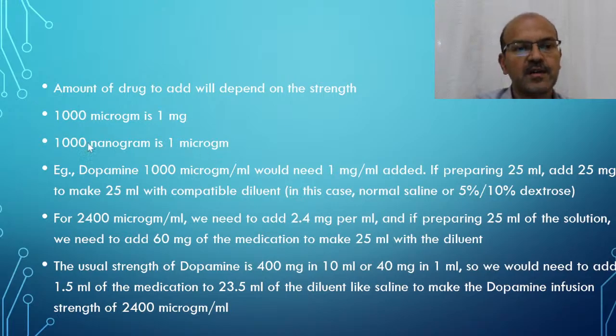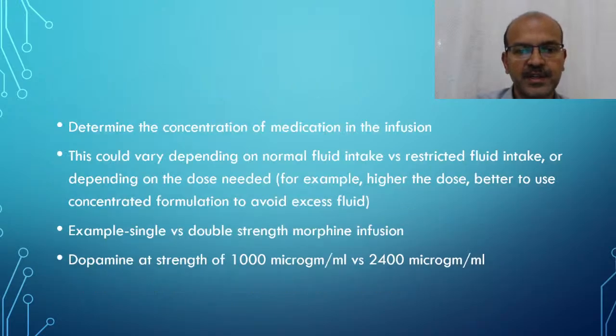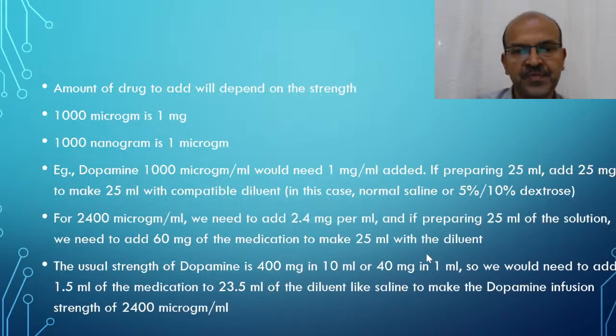So remember this as well. For dopamine, 1000 microgram per ml, that is the strength I showed you here, or 2400. So 1000 microgram per ml would need 1 milligram of the drug for each ml of the solution you want to prepare. So you have to choose the diluent. Usually for dopamine, it's normal saline or 5 or 10% dextrose according to your preference.